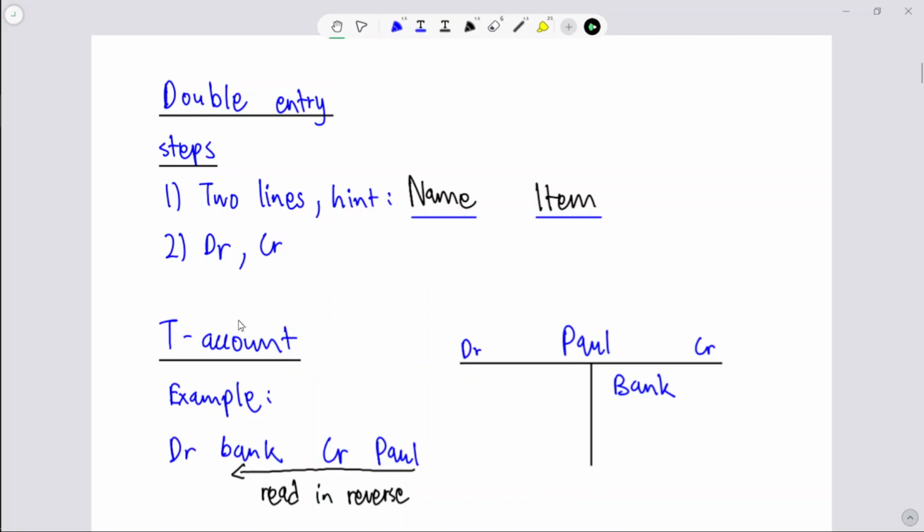For a T account, for example this double entry will be debit bank, credit PAL. I want you to read in reverse. So what will I do? PAL credit bank. So let's see the PAL here. PAL credit and then bank. I write bank here.